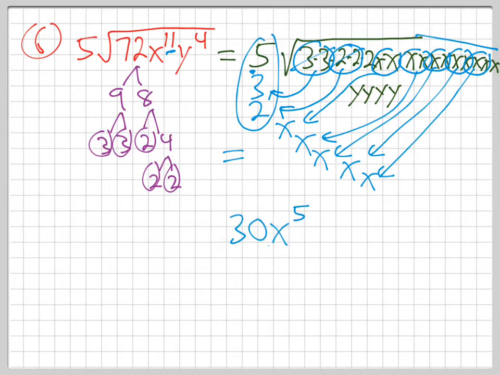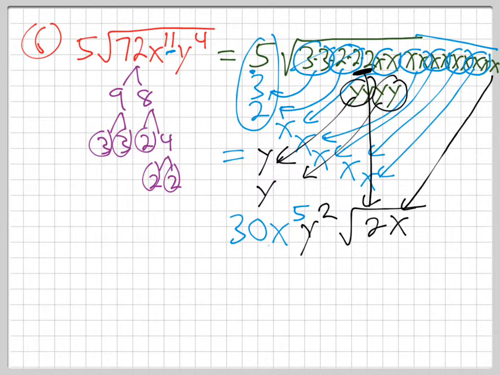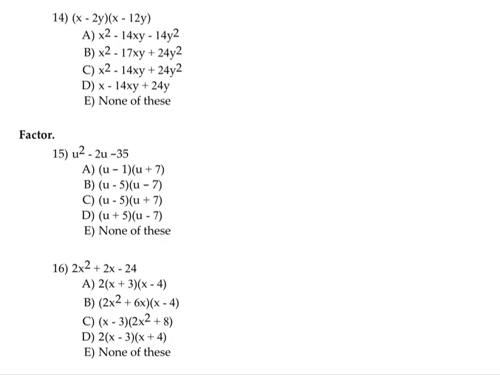Now we've got to finish the y's up. 2 y's in, 2 y's in. y squared's coming out, right? 1 y from that pair, 1 y from that pair. So y squared's coming out. What's left inside? 2x. Yeah, this leftover 2 and this leftover x that couldn't pair up. Does that make sense? Everybody see that? Yeah. Okay, so we got 30 x to the 5th y squared, root 2x.